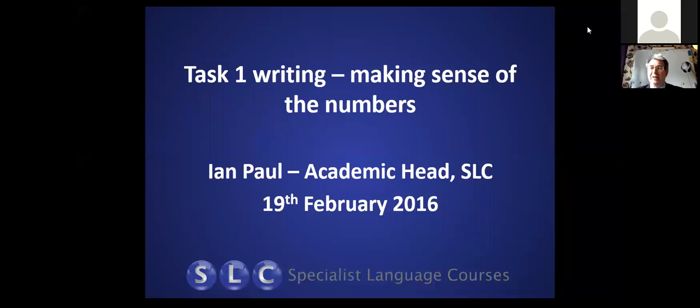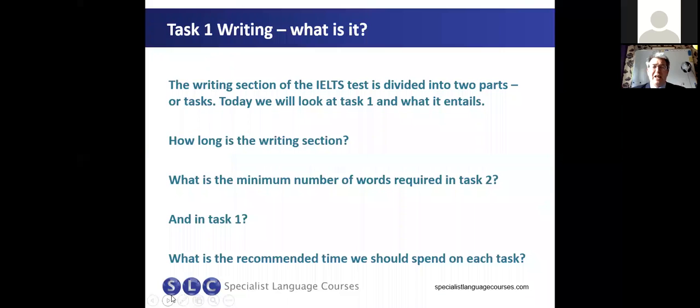And we can start looking at today's topic, which I've entitled Making Sense of the Numbers, because we're looking at Task 1 writing. Task 1 writing, as you're no doubt aware, needs a lot of writing connected with numbers and data. So let's have a look at the type of thing we need.